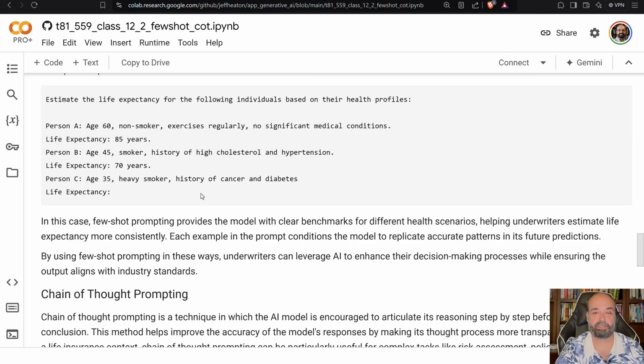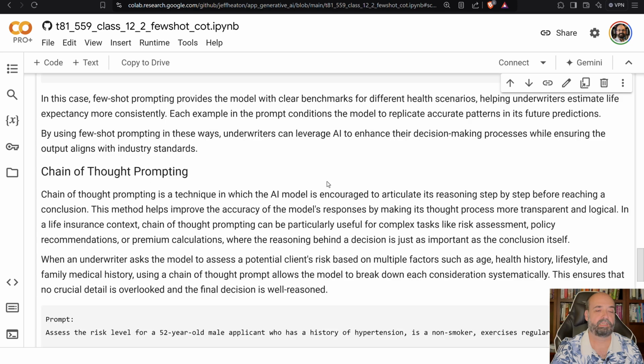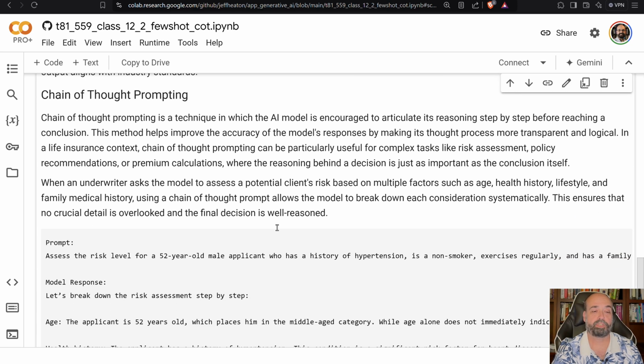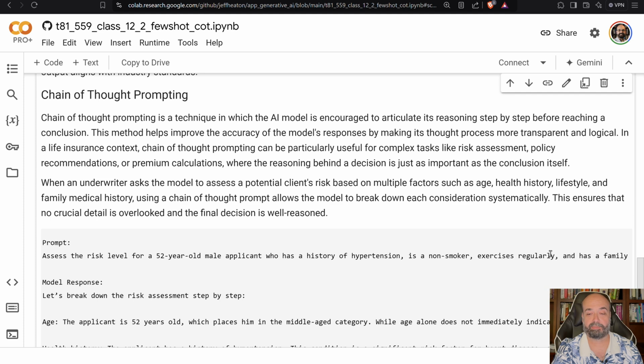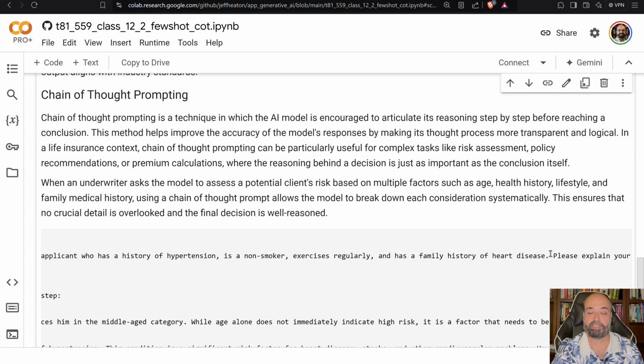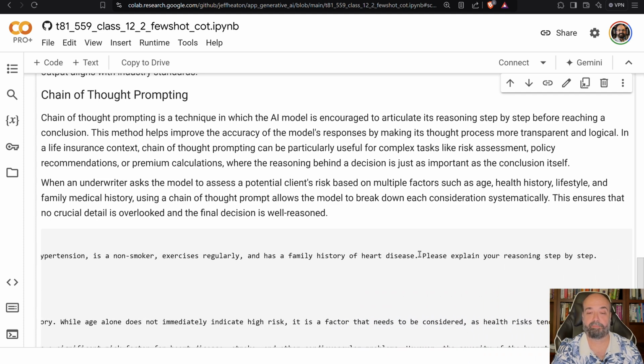And then chain of thought. This gets into some sort of low-grade reasoning. What you're doing is you're giving it something complicated, like assess the risk for a 52-year-old applicant, non-smoker, with family history, all of this kind of stuff. But this is the part that makes it chain of thought: please explain your reasoning step by step.